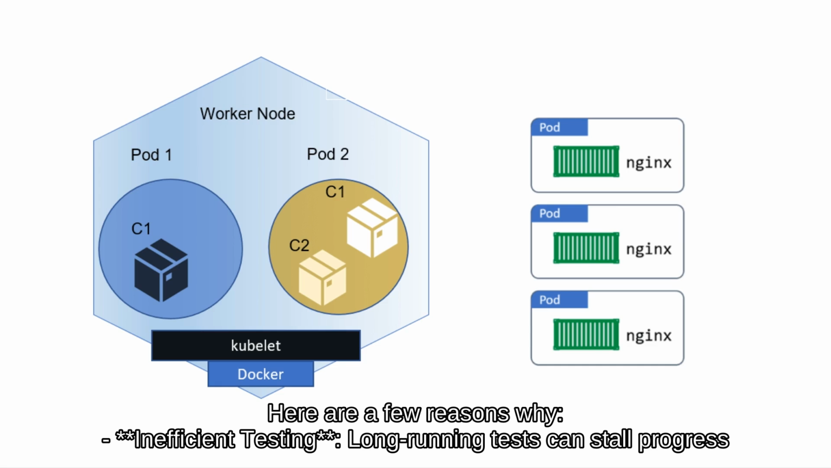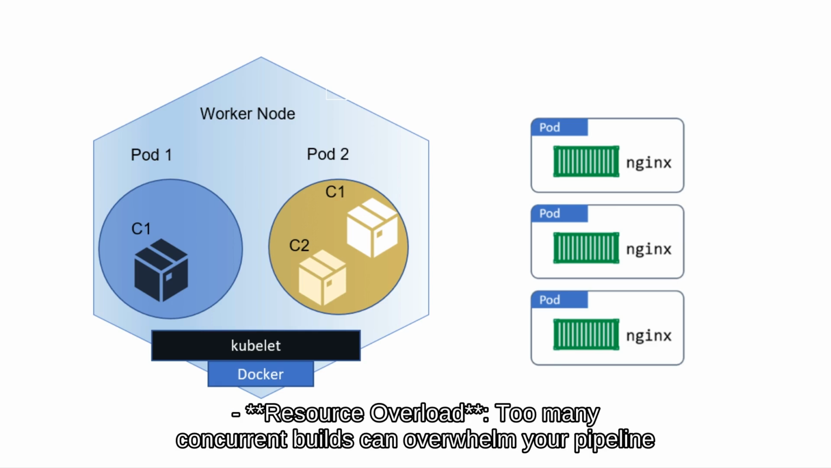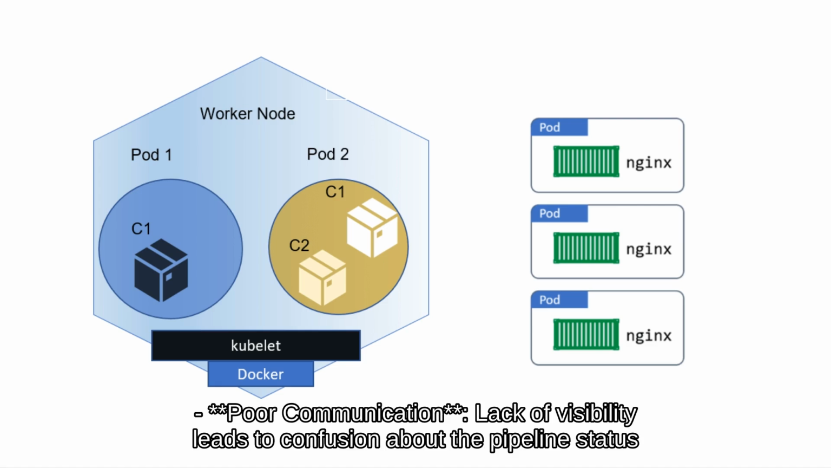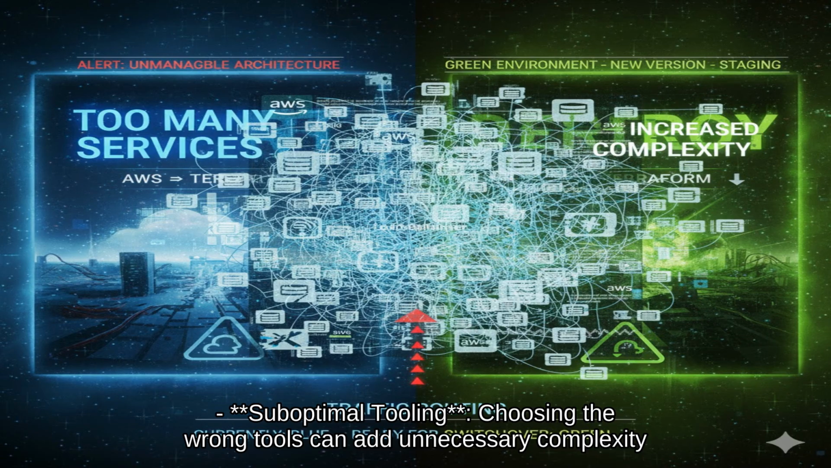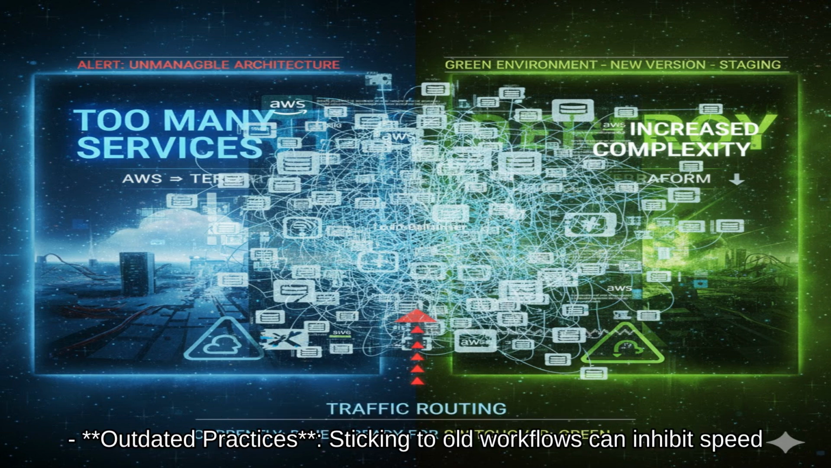Here are a few reasons why: inefficient testing. Long-running tests can stall progress. Resource overload. Too many concurrent builds can overwhelm your pipeline. Poor communication. Lack of visibility leads to confusion about the pipeline status. Suboptimal tooling. Choosing the wrong tools can add unnecessary complexity. Outdated practices. Sticking to old workflows can inhibit speed.